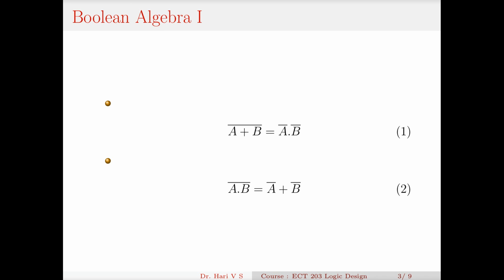Okay, so these laws are central to our studies. So (A OR B) complement is equal to A complement AND B complement. What is the meaning of that?